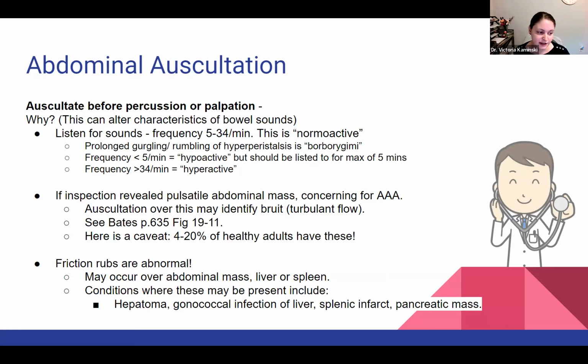You're going to auscultate over various areas, but you may identify a bruit or a turbulent flow. Friction rubs are abnormal, and those may occur over abdominal masses, the liver, or the spleen. Conditions where those are present include possible hepatomas, gonococcal infection of the liver, splenic infarct, and pancreatic masses.